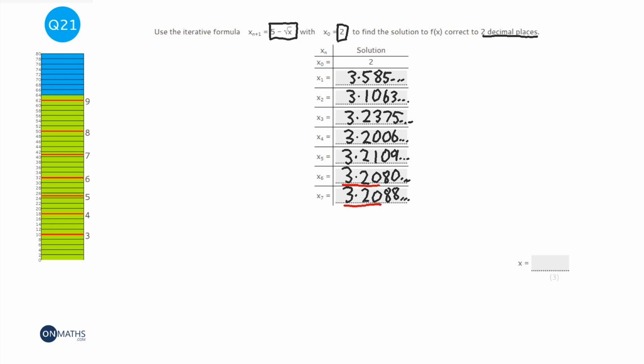So if you look, this is the first time I've got the same answer twice, 3.208. So it says it wants the solution correct to 2 decimal places. Now 3.20 is not going to be the right answer, because if I have a look, the next one is an 8. So my answer will be 3.21.